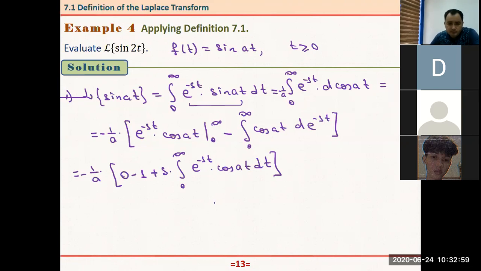Okay. One more thing left. Continue. Here we have negative 1, right? And let me just keep this. Here we have, if you multiply this, minus 1 over a times minus 1. So here we have 1 over a. And here we have minus s over a times.